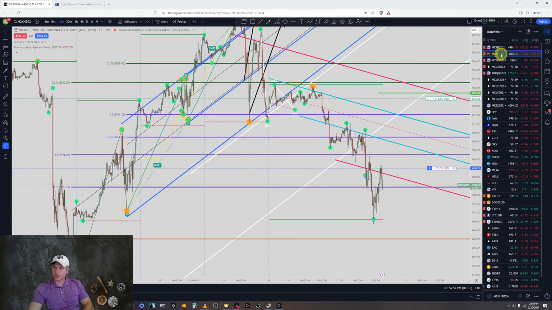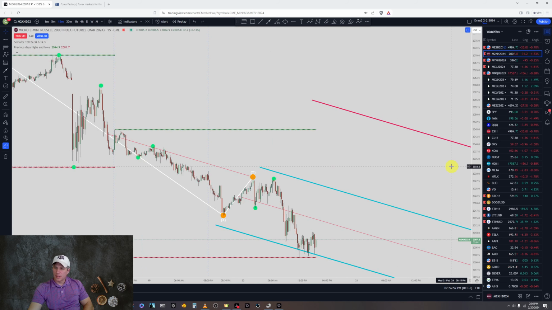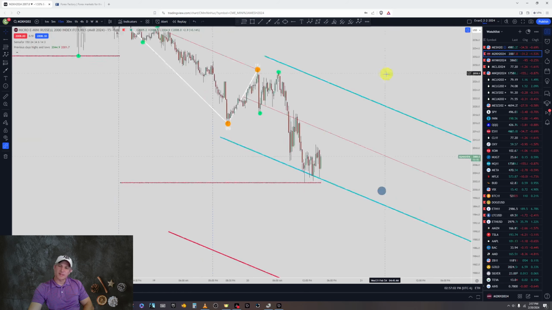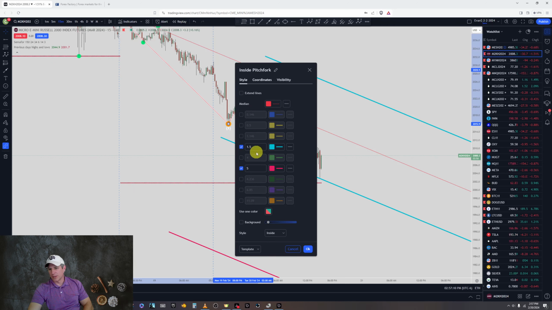And then for some other ones I'm looking for real quick. Here is one, but this one hasn't solidified itself as an inside pitchfork trade, but we haven't had a close below the teal line right there. You see prices bouncing off, and the teal line level is 1.5 with the exit being 5.